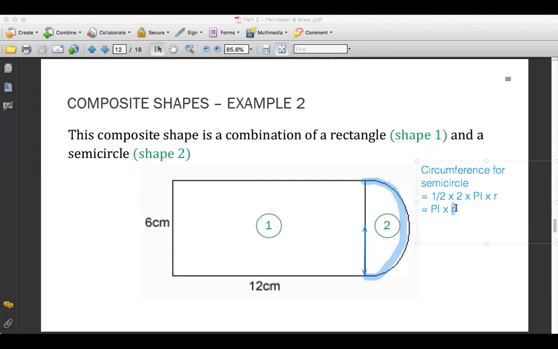Is that your diameter or your radius, the 3 cm? Imagine if this was a full circle, you're cutting it by half. This is the diameter. So this is half of a diameter, which is your radius. Okay, your radius is 3 cm.